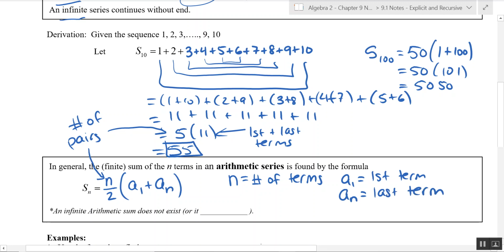And the one thing you want to remember is an infinite arithmetic sum does not exist, or you can say it diverges. So if it's infinite, we cannot find its sum, but if it is finite and stops, meaning we take the sum of the first 10 terms, or first 20 terms, or first 100 terms, we can definitely calculate that.